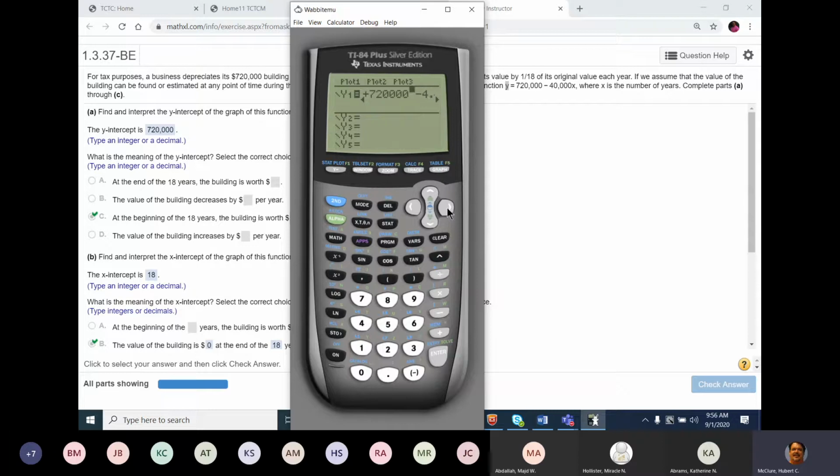So let me finish deleting this, which will probably destroy the whole problem. Yep, because if you hit delete, it'll start backspacing. So let me just redo it. Negative 40,000x plus 720,000. I'm going to go ahead and graph it just to see what it looks like. With the 720,000 y-intercept, it's probably going to be way up there. So let's just see if it'll do a zoom fit.